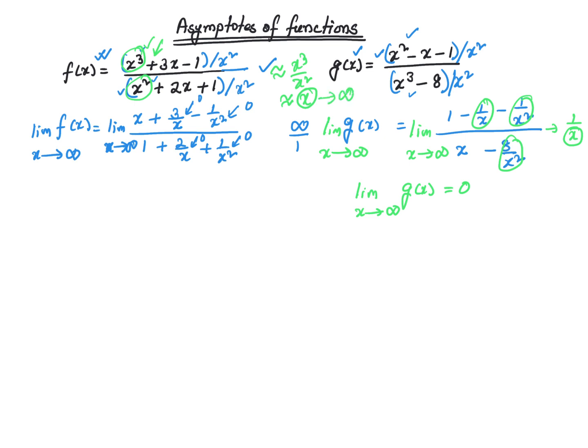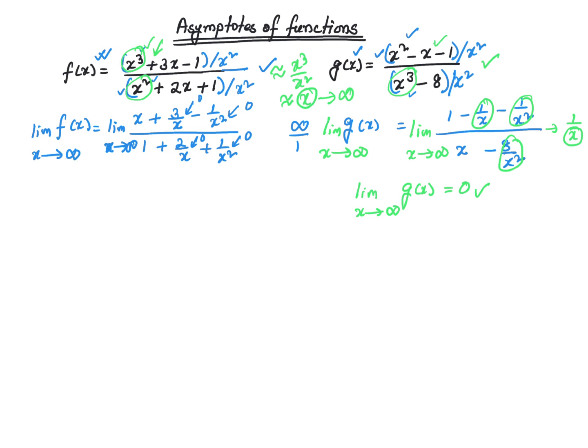But on the other hand, on this function, since the highest power of x is in the denominator, what's going to happen in the long run is that this x cubed term is going to dominate, meaning that the denominator is going to get disproportionately bigger than the numerator, and consequently bringing the whole function down to 0.